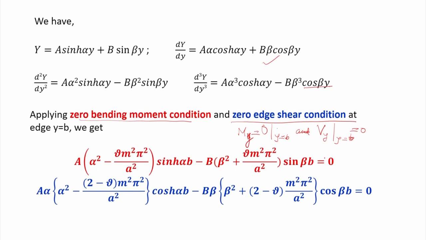Then the second condition, the shear is 0, is utilized now, and we obtain A alpha bracket alpha square minus 2 minus mu m square pi square by a square, cosh(alpha b), minus B beta bracket closed beta square plus 2 minus mu m square pi square by a square, cos(beta b), equal to 0. So two equations are obtained now, and one obvious solution is A equal to 0, B equal to 0, but that is a trivial matter, so it will not give you any mode shape.